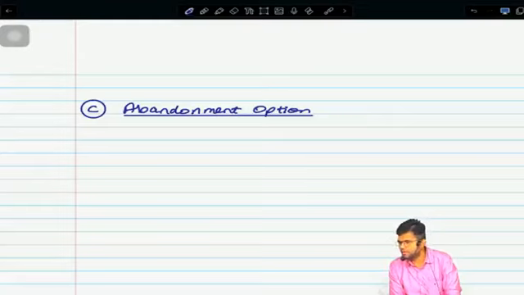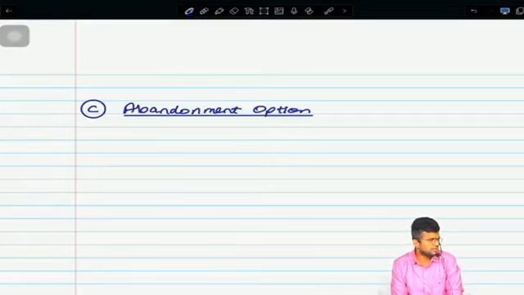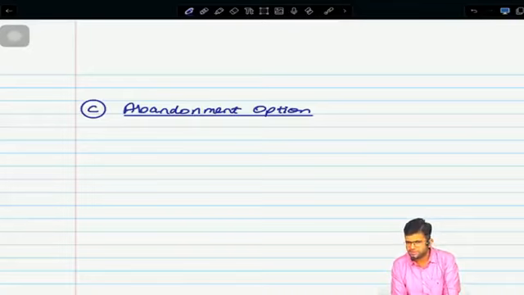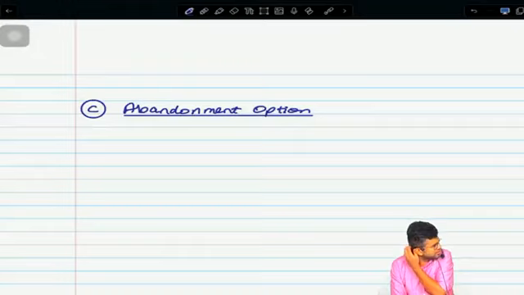Okay, ready? Let's start. Abandonment option. Ready everyone? Put your pens down. I want to explain to you something. So this is a complication which clubs capital budgeting and options.